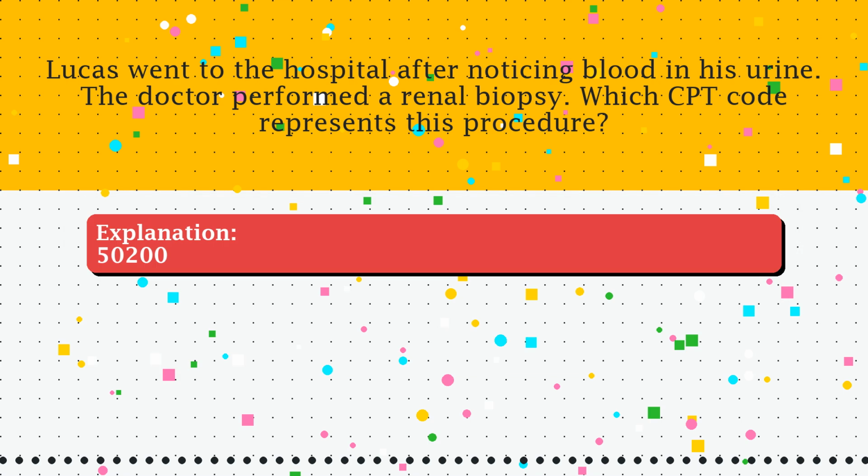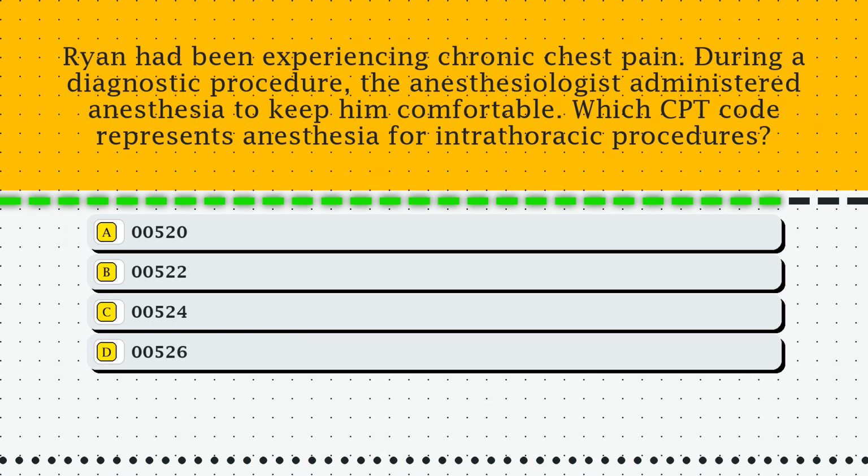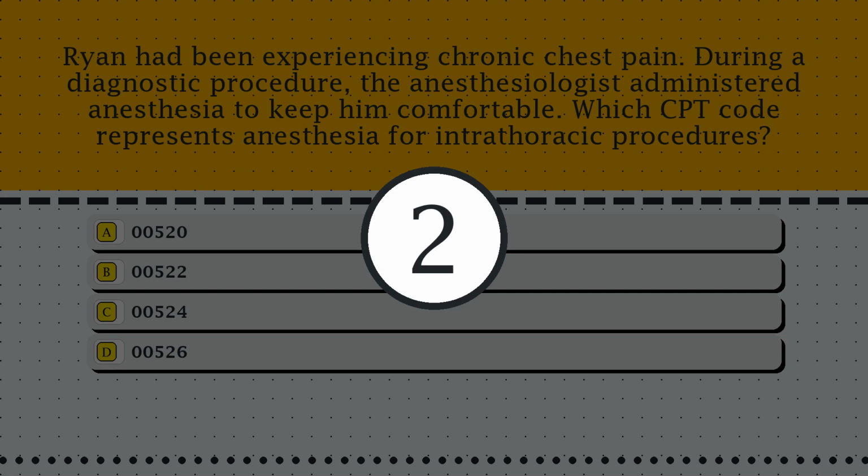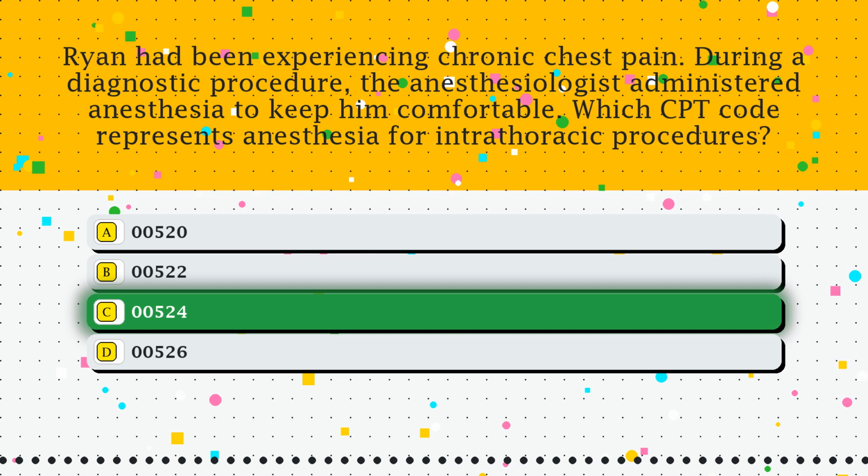50,200. Question 227. Ryan had been experiencing chronic chest pain. During a diagnostic procedure, the anesthesiologist administered anesthesia to keep him comfortable. Which CPT code represents anesthesia for intrathoracic procedures? Option A, 00520. Option B, 00522. Option C, 00524. Option D, 00526. The correct answer is option C, 00524.